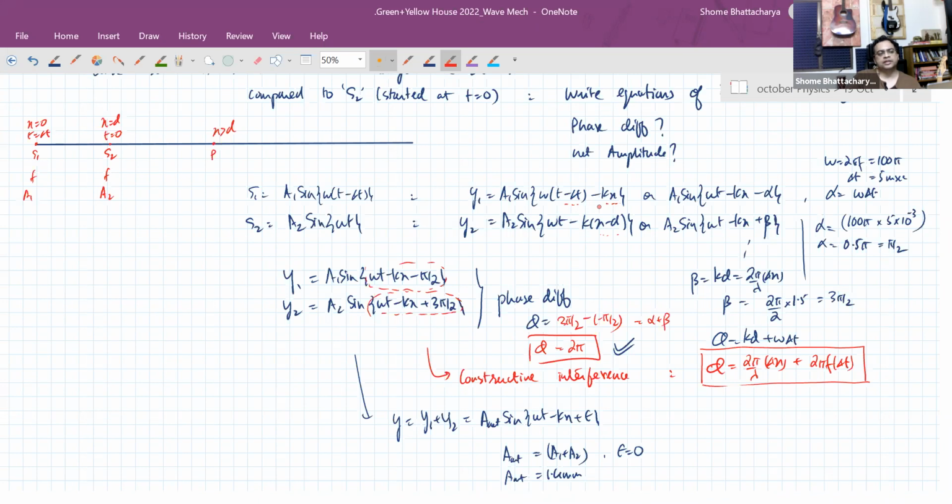Anyway, the wave from S1 will take longer to reach the point P, and plus you're delaying the source by starting it at a later time of delta t. That's why the net phase difference is becoming the sum of these two terms. Is it clear now, Diti? Okay, very good.